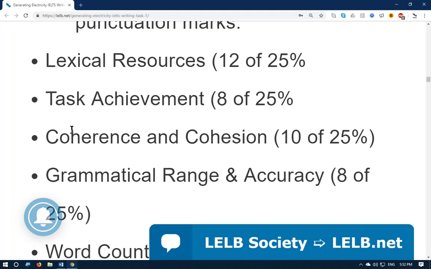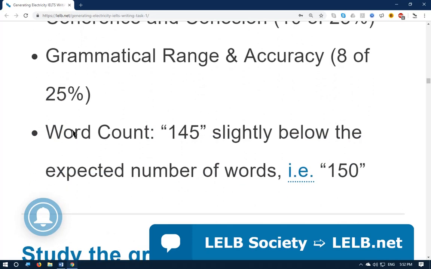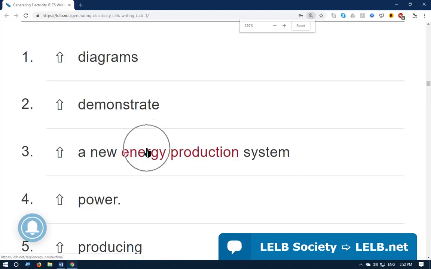Coherence and cohesion, 10 out of 25%. Grammatical range and accuracy, 8 out of 25%. And word count, 145, which is slightly below the expected number of words, that is 150. All right, that's it. We come to the end of this analysis.